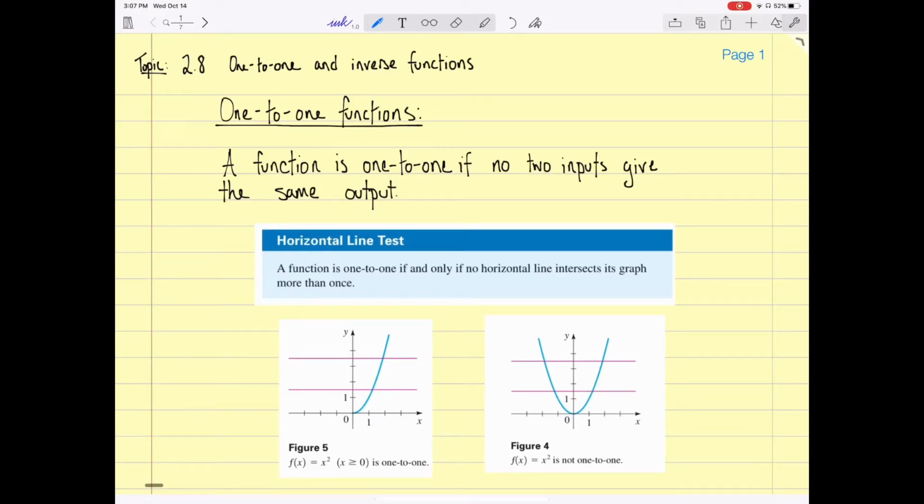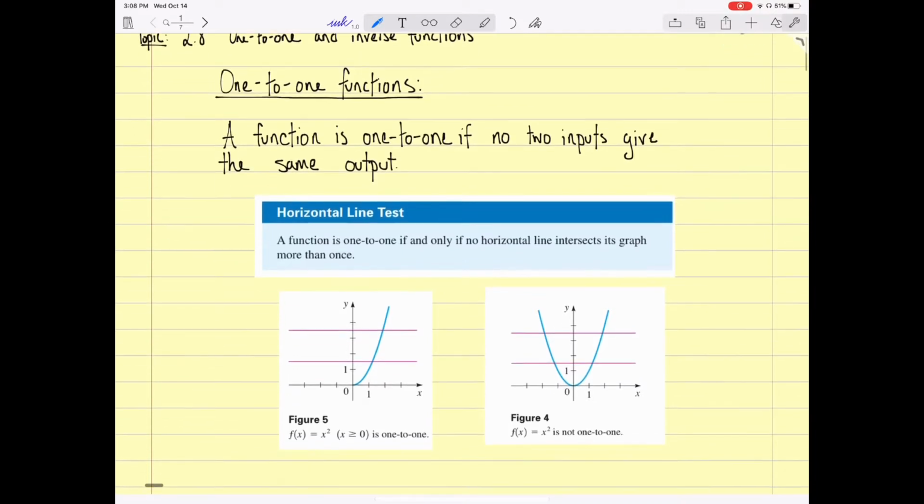So in 2.8, we're going to look at one-to-one and inverse functions. So we'll start with this one-to-one function idea. A function is one-to-one if no two inputs give the same output. So we have this horizontal line test.